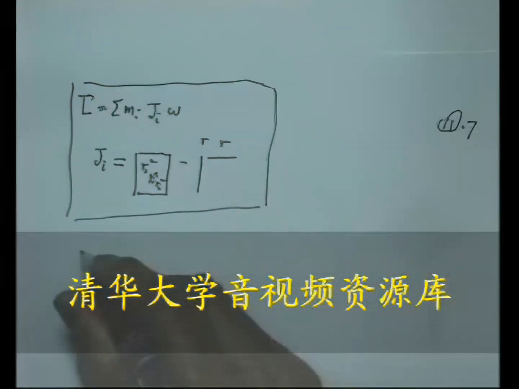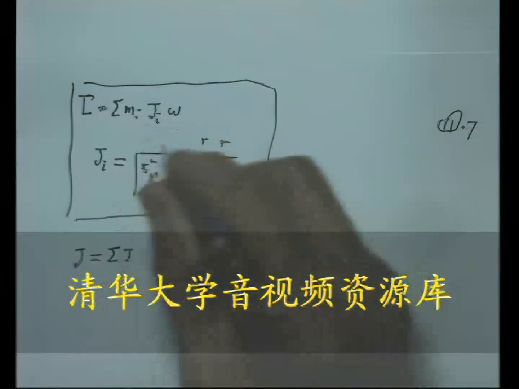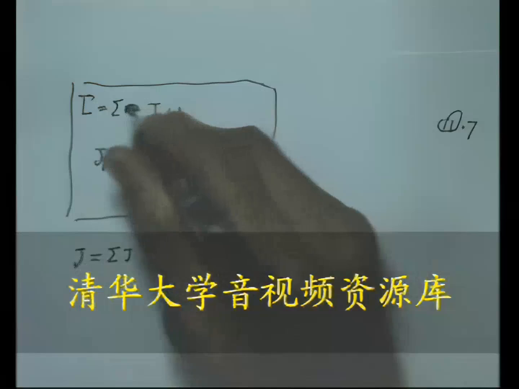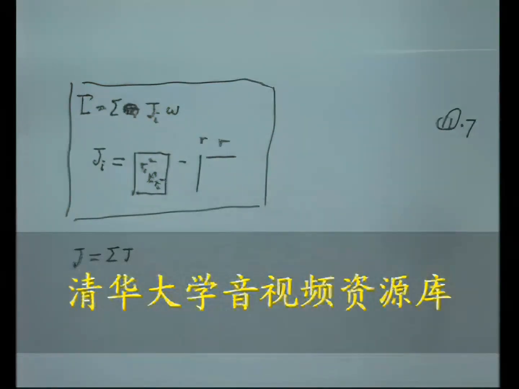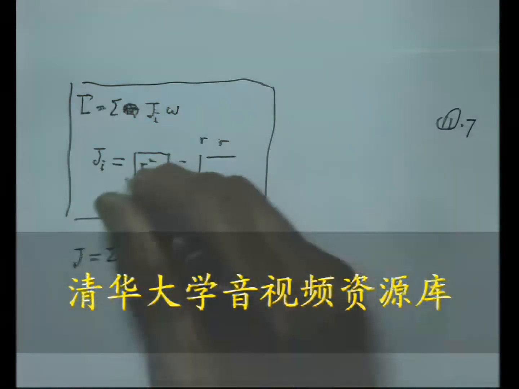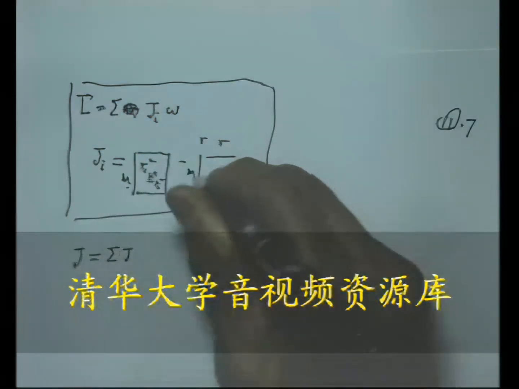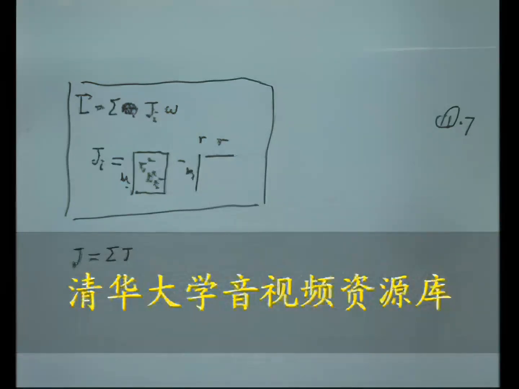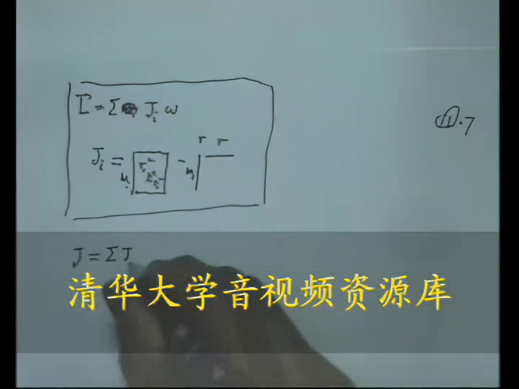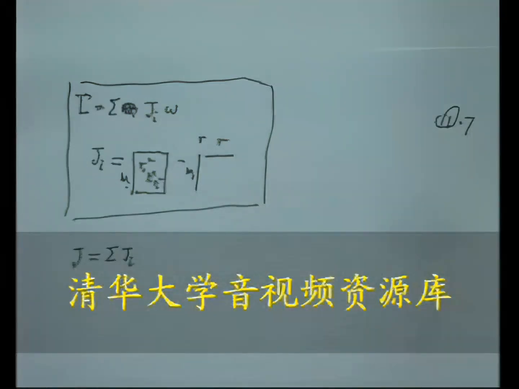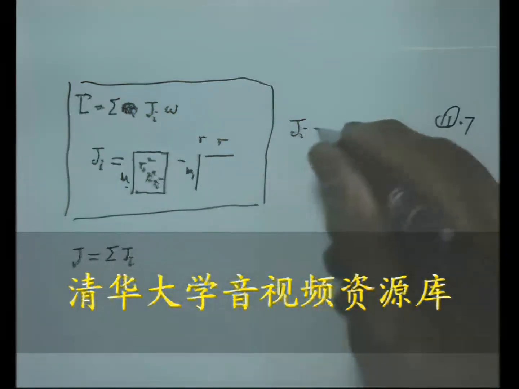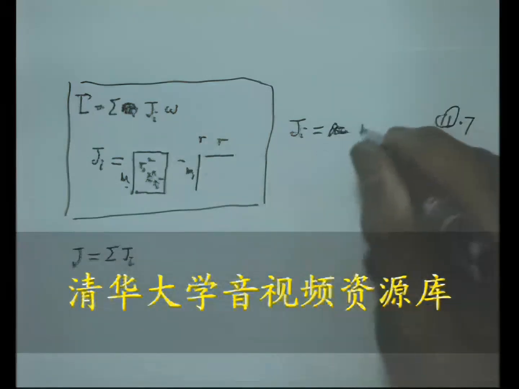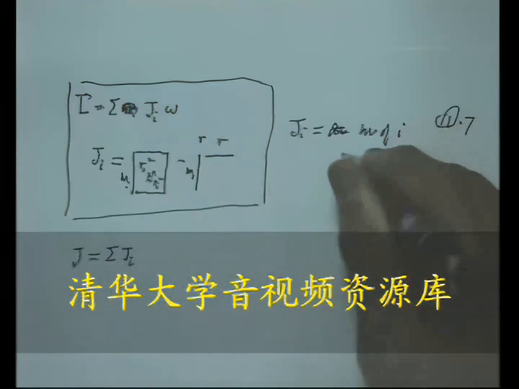And we now define a total J. Total J is summation J_i. Sorry, I better absorb the m_i into the J_i. So J_i is equal to m_i times this plus minus m_i times this. And total J is equal to the sum of J_i. So every particle, J_i is called the moment of inertia matrix.